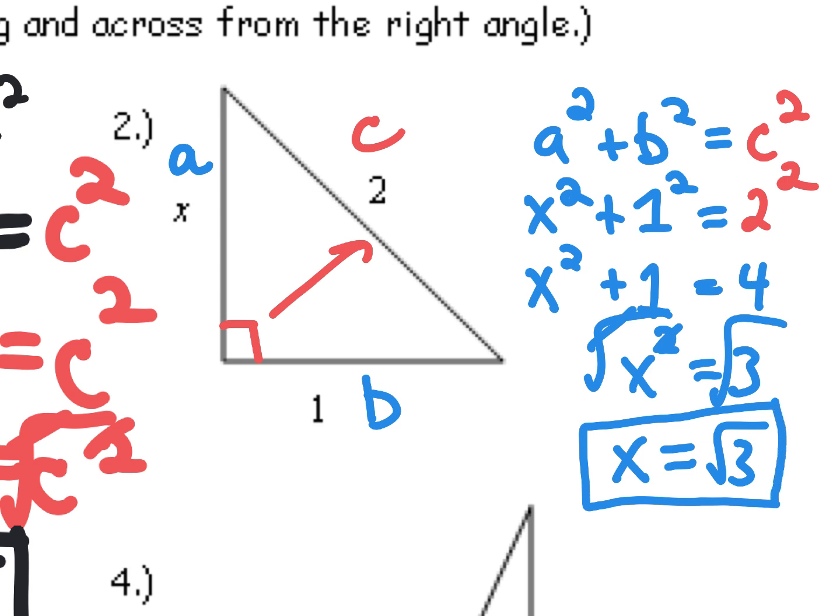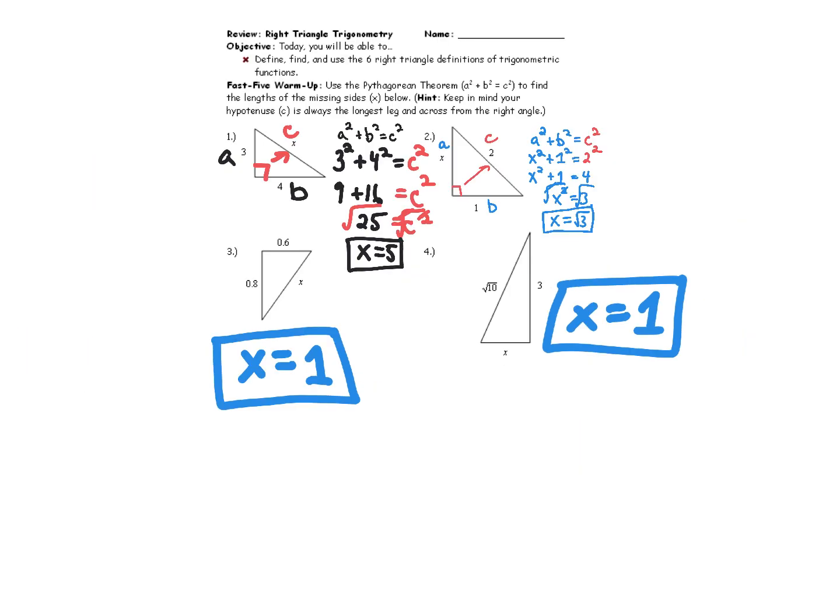All right, I'm going to pause for a second, let you work out those last two, see if you can use the Pythagorean theorem to solve for the missing side. So just taking a second to, you get 1 for both of those.